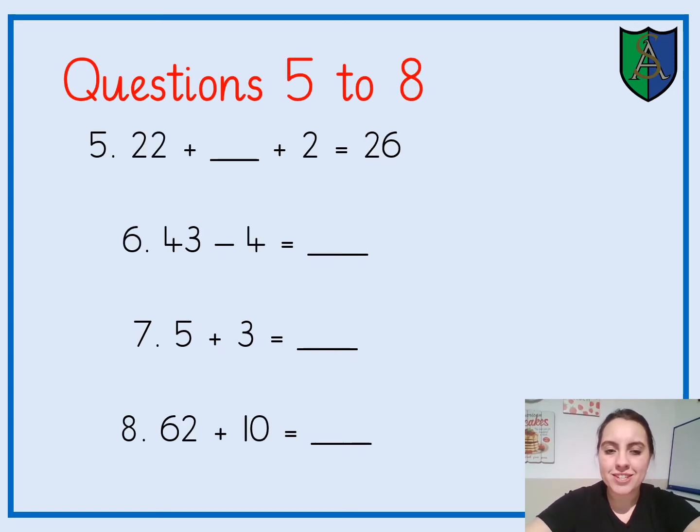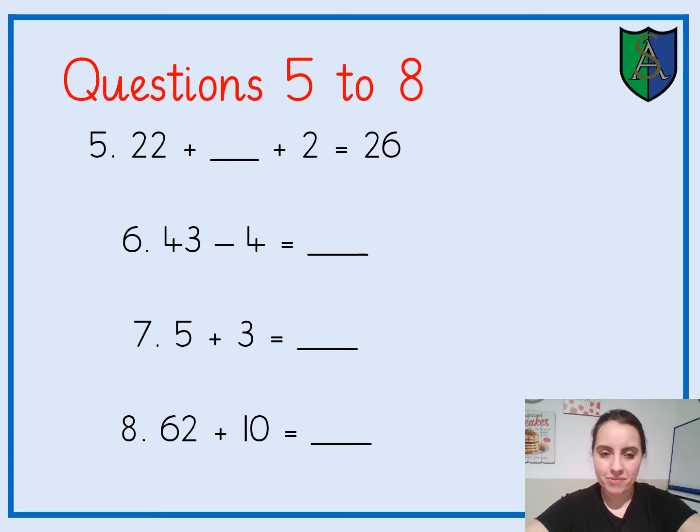Okay, here are questions number 5 to 8. Again, I'm going to read the questions out for you. You may pause the video in between if you need to, and I'm not able to say any of the symbol names. You need to work them out for yourselves. The little spaces are the areas where you will write your answers, okay? So let me read question number 5: 22, something, 2, 26.